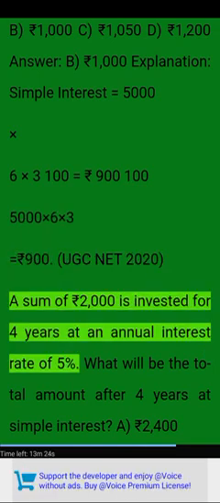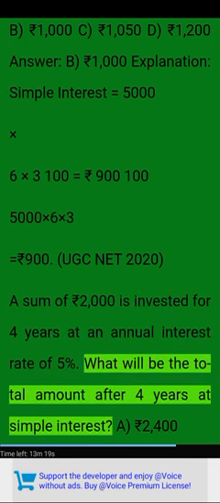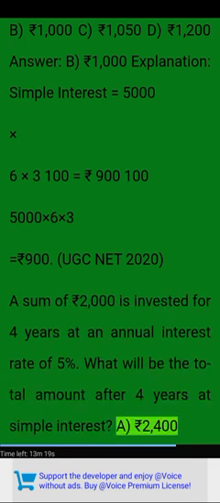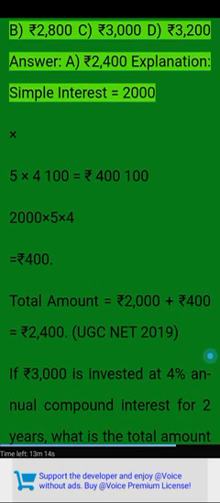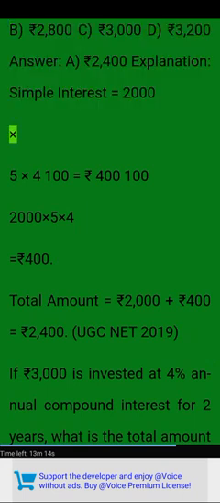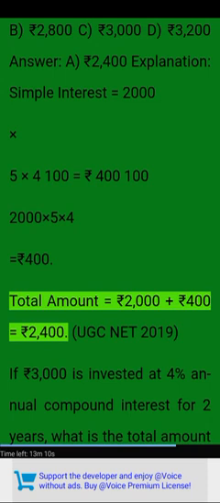UGC-NET 2020. A sum of 2,000 rupees is invested for 4 years at an annual interest rate of 5%. What will be the total amount after 4 years at simple interest? A. 2,400 rupees. B. 2,800 rupees. C. 3,000 rupees. D. 3,200 rupees. Answer: A, 2,400 rupees. Explanation: simple interest equals 2,000 times 5 times 4 over 100 equals 400 rupees. Total amount equals 2,000 rupees plus 400 rupees equals 2,400 rupees.